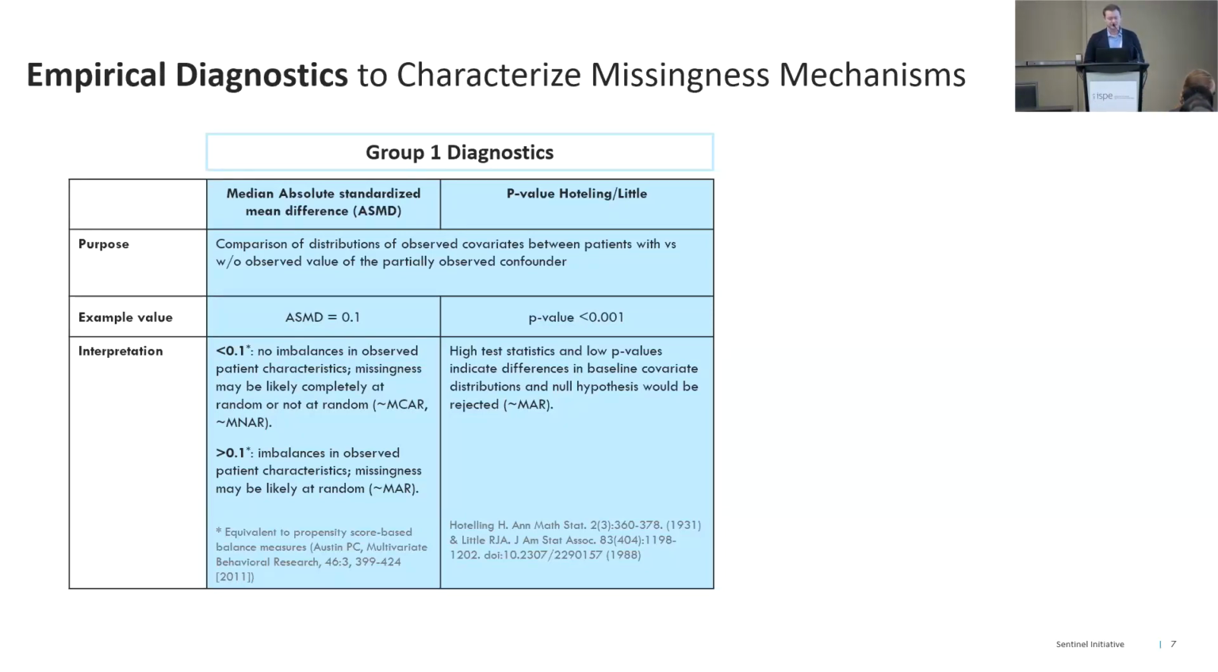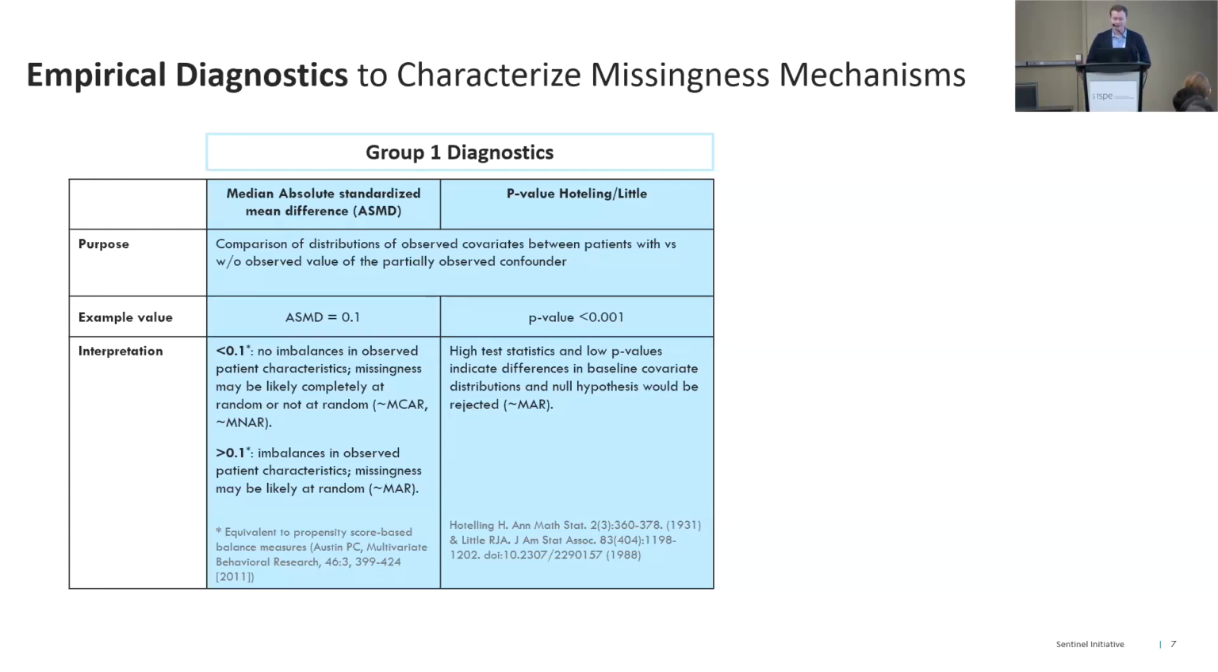And analogous to propensity scores, we computed standardized mean differences, where we assumed that a standardized mean difference below 10% would mean no imbalance, for which we then would assume a missing completely at random or a missing not at random mechanism. Whereas with standardized mean difference values above 10%, we would assume missing at random because we would see imbalances in those patient characteristics.